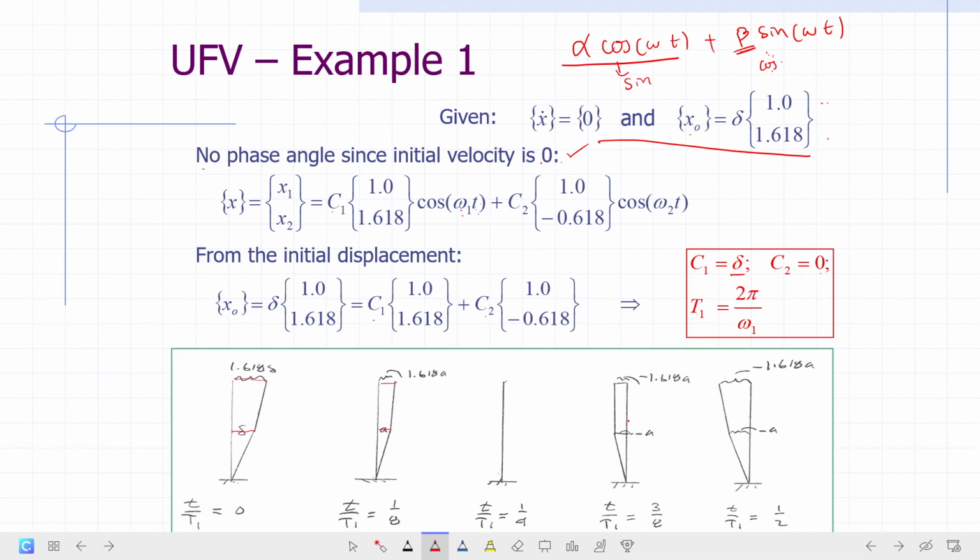And the ratio between these two amplitudes is always 1.61, something like that. So they oscillate something like that. This one is high, this one even higher like that.